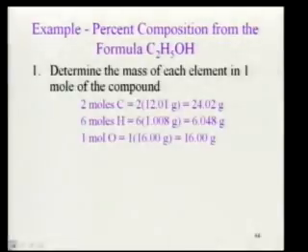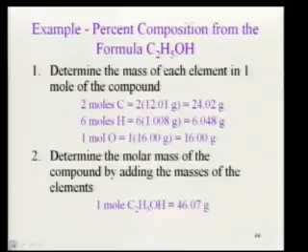That's exactly right. I take the parts divided by the whole. So the whole would be all these things added together, right? The part would be each one individually. So I know that if I add this up, here's the answer I get right down here. 46.07. That's the whole.